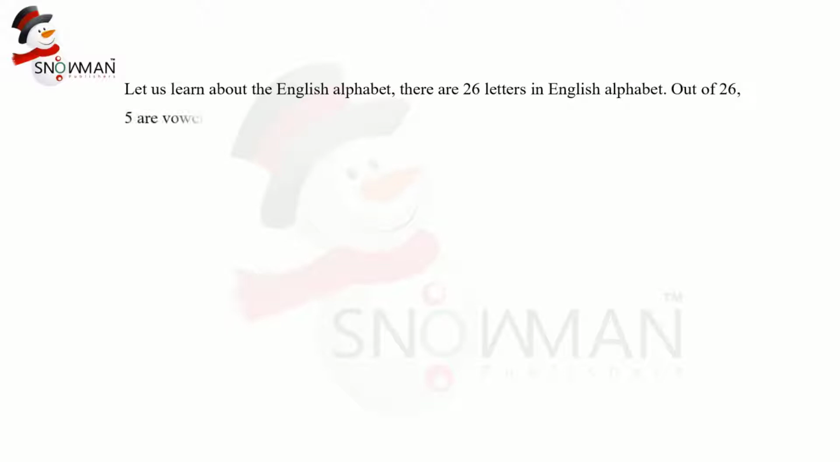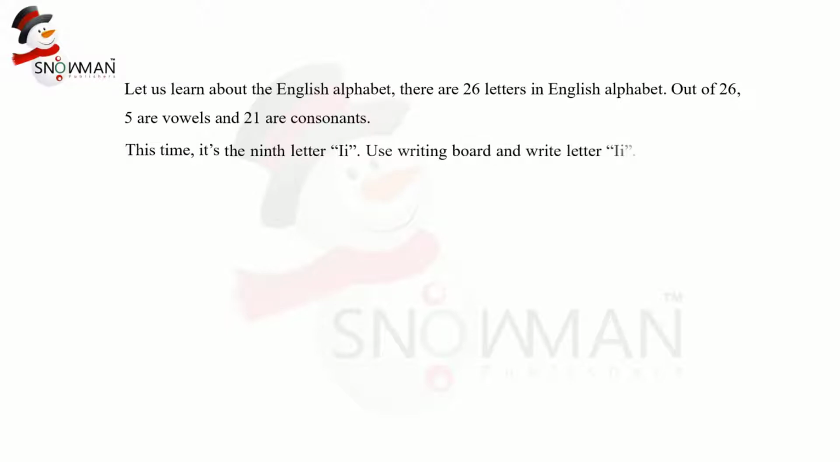Let us learn about the English alphabet. There are 26 letters in the English alphabet. Out of 26, 5 are vowels and 21 are consonants. This time, it's the 9th letter, I. Use the writing board and write letter I.